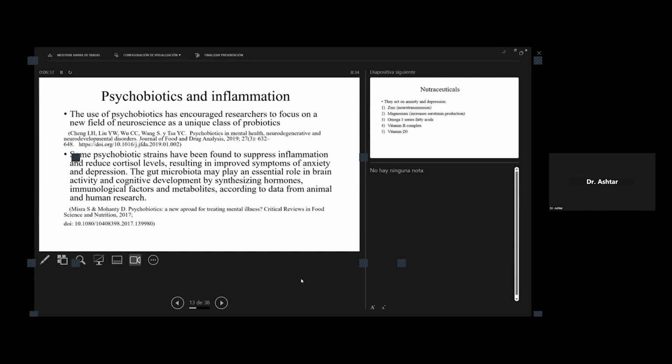Psychobiotics and inflammation. The use of psychobiotics has encouraged researchers to focus on a new field of neuroscience as a unique class of probiotics. Some psychobiotic strains have been found to suppress inflammation and reduce cortisol levels, resulting in improved symptoms of anxiety and depression. The gut microbiota may play an essential role in brain activity and cognitive development by synthesizing hormones, immunological factors, and metabolites, according to data from animal and human research.